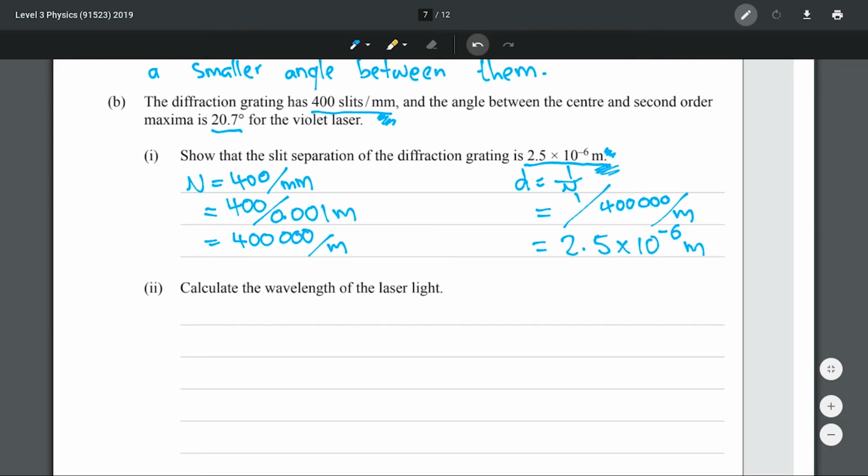Next up, calculate the wavelength of the laser light. So let's write what we have.